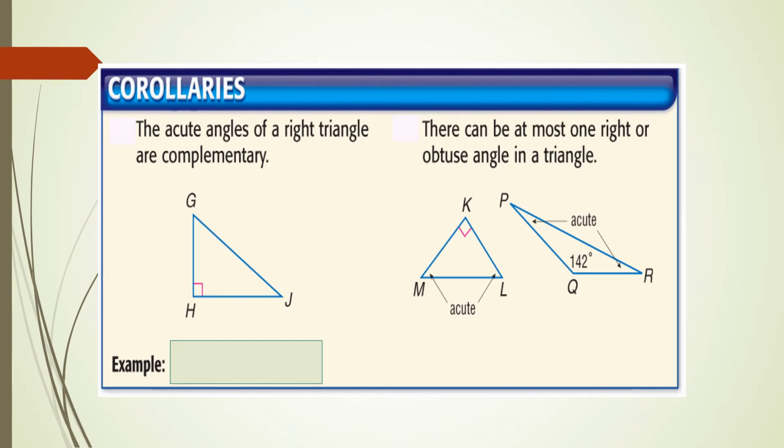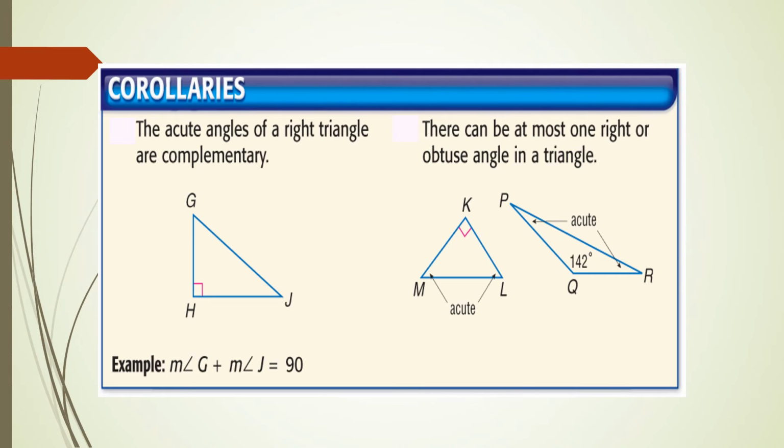So the first one is talking about the acute angles of a right triangle. Well, when you have a right triangle and that H, notice, is a 90-degree angle, then the other two angles, if they're going to add up to equal 180 along with H, must be complementary. That is, measure of angle G plus measure of angle J should equal 90 degrees. Now the other one talks about the right triangle. When you have a right triangle, there can only be one right angle.